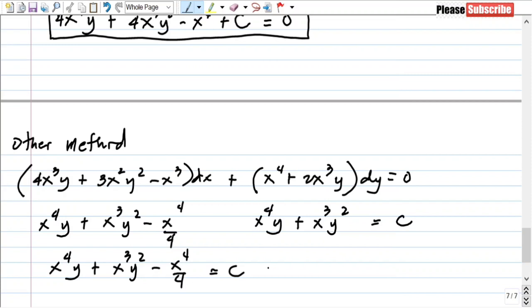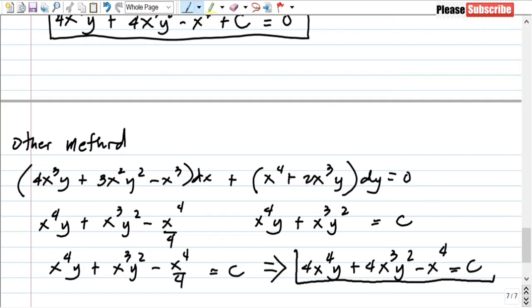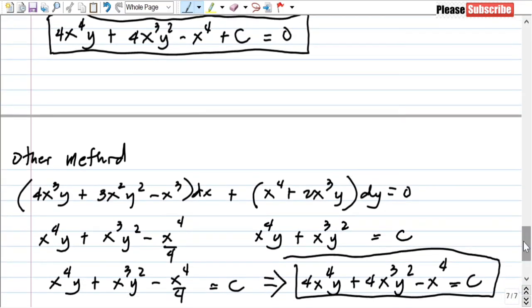Or, similarly, kapag simplify natin, mag-multiply tayo ng 4 diyan, magiging 4x to the fourth y plus 4x cubed y squared minus x to the fourth is equal to c. Ayan. So, pareho ba yung nakuha nating sagot? Yes. Ayan, tingnan nyo maigi. Ito yung isang sagot na nakuha natin dun sa previous technique. Pagkatapos, ito naman yung isa.